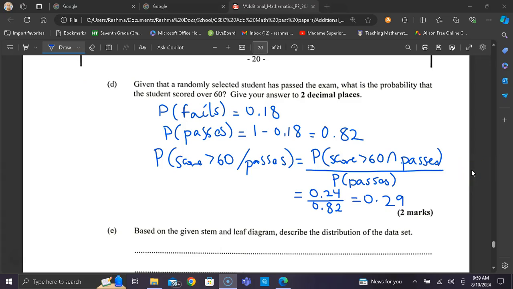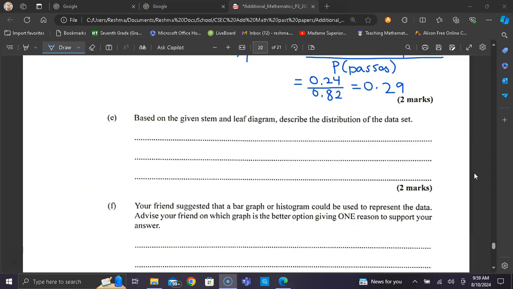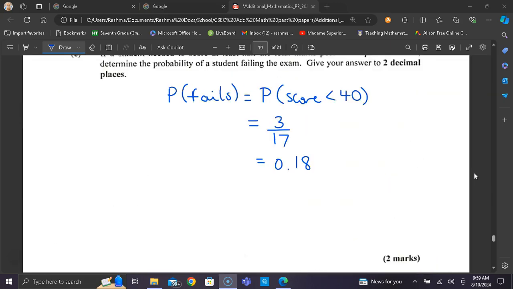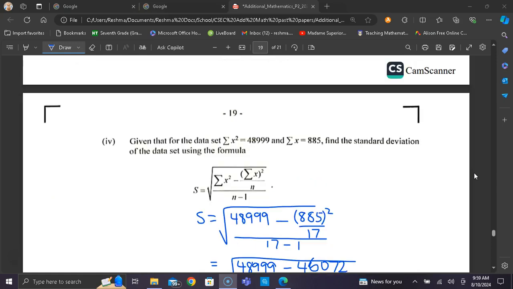So let's finish up question 6 of the CSEC Add Math June 2023 paper 2. So we're on part C. Based on the given stem and leaf diagram, describe the distribution of the data set for 2 marks. Okay, so let's go back up to our stem and leaf diagram from part E.